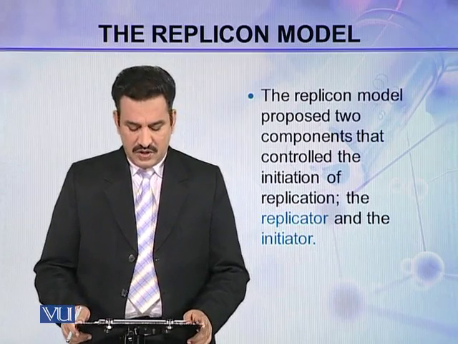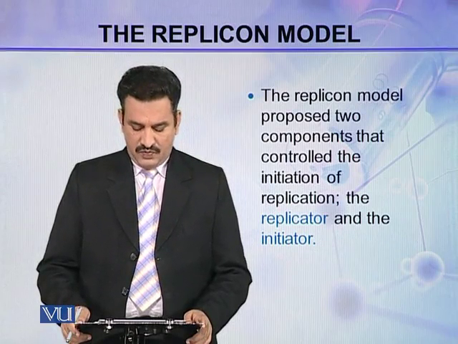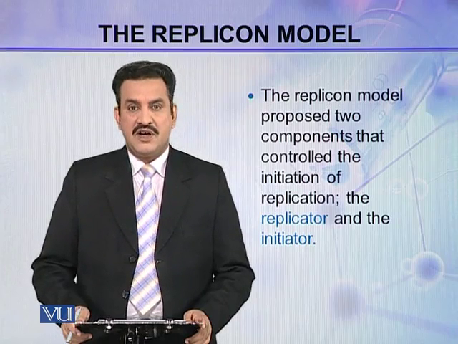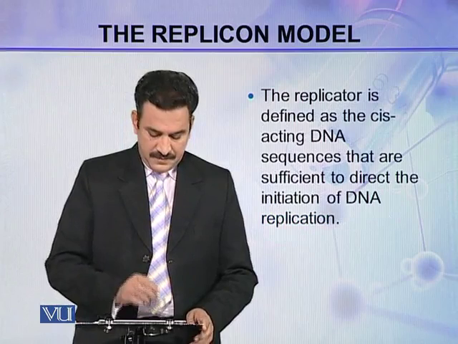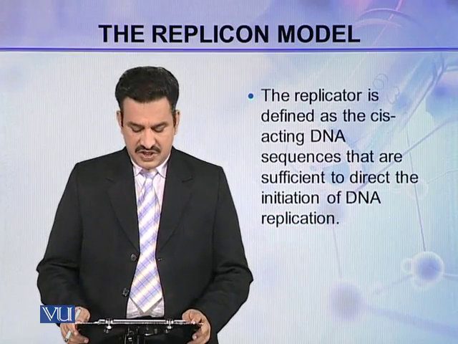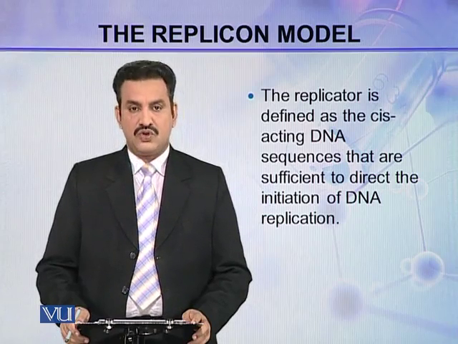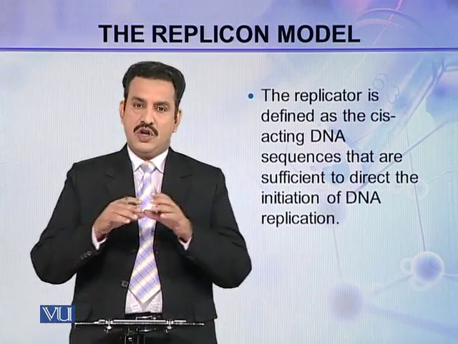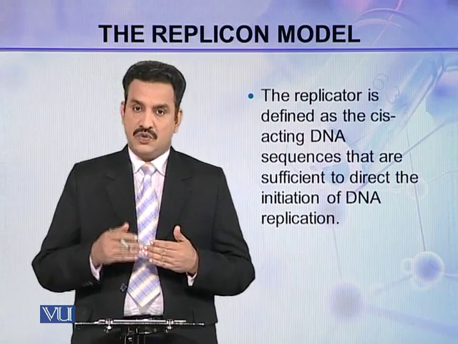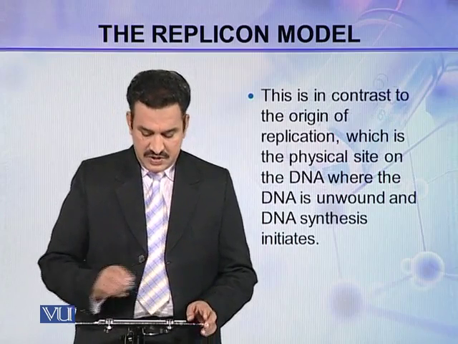The replicon model proposed two components that controlled the initiation of replication, and these two components are the replicator and the initiator. The replicator is defined as the cis-acting DNA sequences that are sufficient to direct the initiation of DNA replication. So along the DNA molecule there are some specific sequences which start the replication initiation.